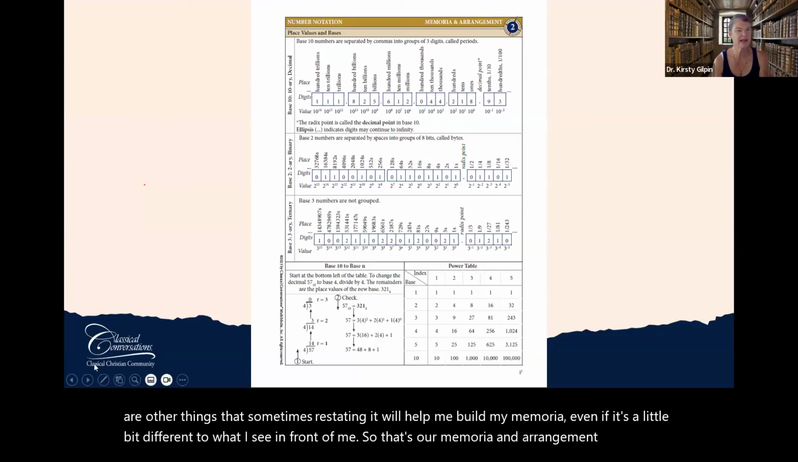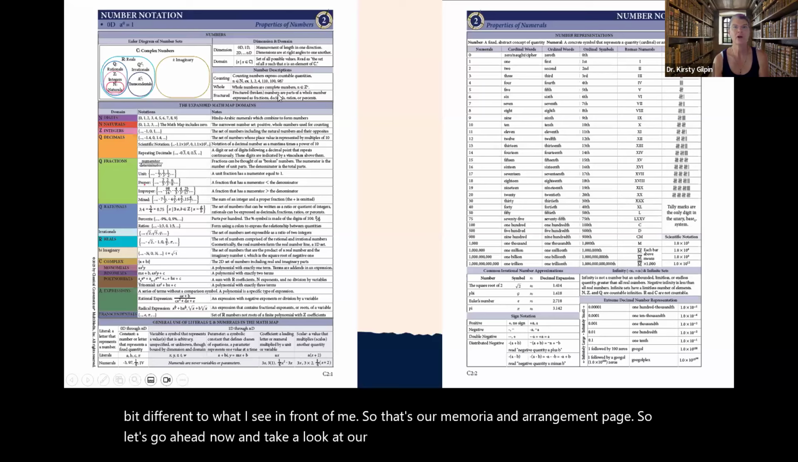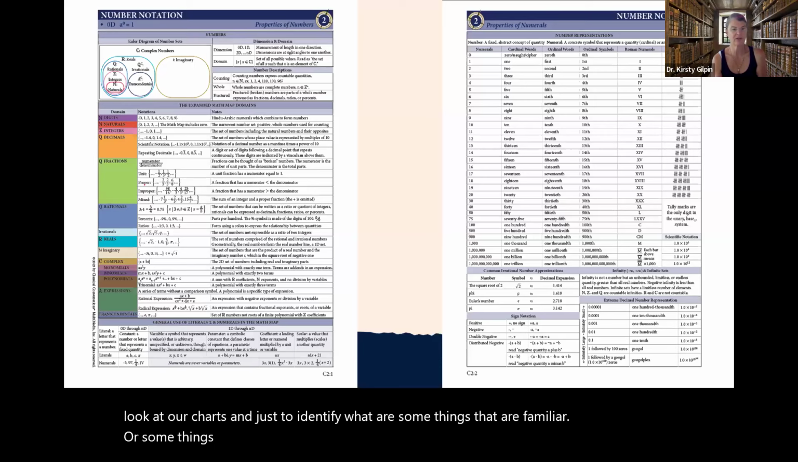So let's go ahead now and take a look at our charts. For our book club, our goal is to look at our charts and identify some things that are familiar or some things that maybe are unfamiliar. So let's start with everybody trying to find at least one thing on these pages that's familiar.